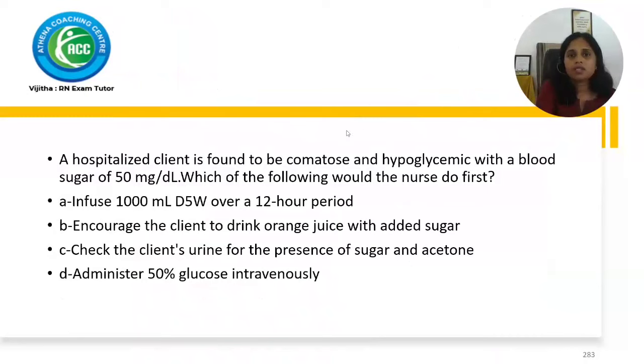Please take care of your mic. Indicate the sign? Hypoglycemia, right? Okay, sugar level of 50, so it is indicating hypoglycemia. So what to do? 50. You can read all the options and select the answer.